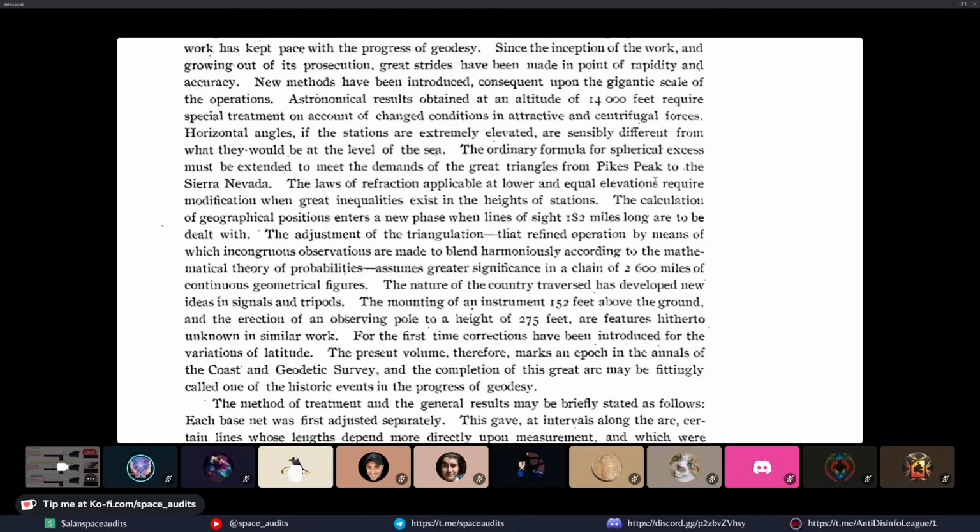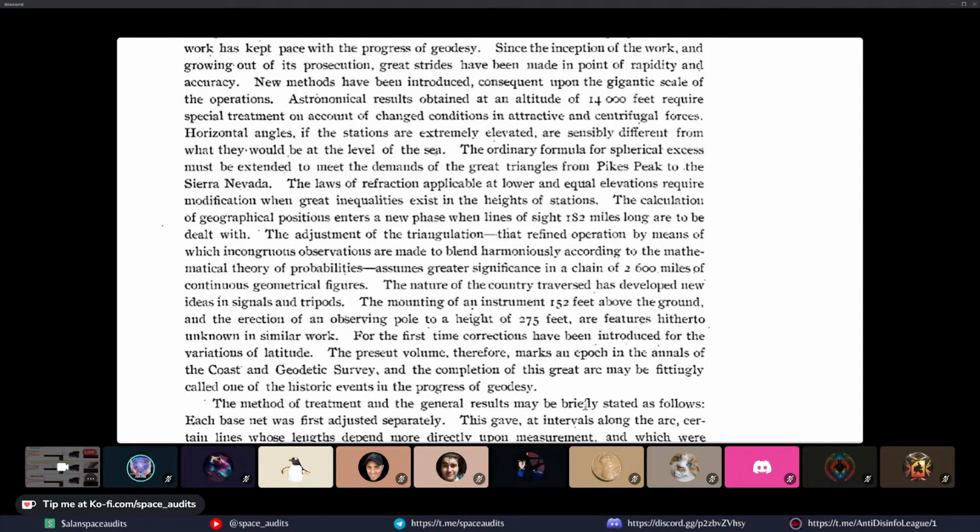No, don't worry about it. That was totally accurate. "The adjustment of the triangulation, that refined operation by means of which incongruous observations are made to blend harmoniously according to the mathematical theory of probabilities." Let's go back and read that again. Hold on. The adjustment of the triangulation, which is a refined operation by means of which incongruous observations, meaning ones that don't match, are made to blend harmoniously, meaning we'll make them fit, according to the mathematical theory of probabilities. We'll mathematically make it fit. Literally is what it says.